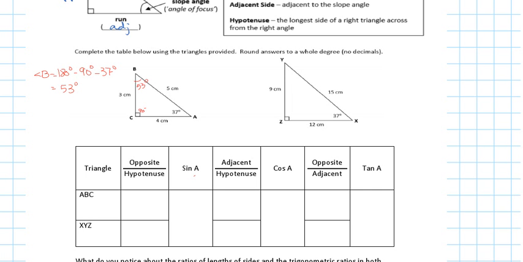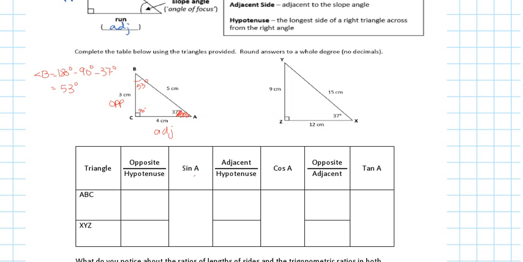According to angle A, because that's my angle of interest, the angle that they gave me, where is my opposite, where is the adjacent, where is the hypotenuse? The opposite is BC. Opposite to 37 is BC. The adjacent is AC. And the last one is the hypotenuse, AB.